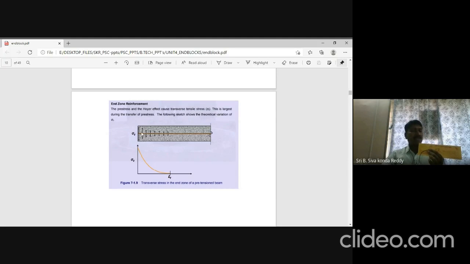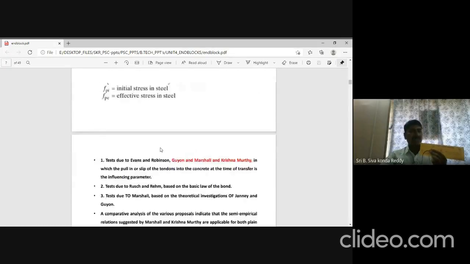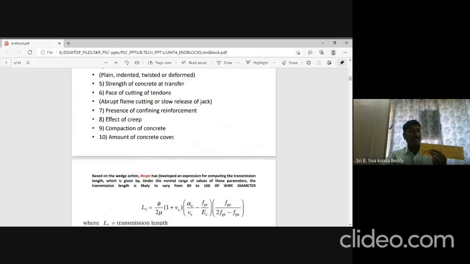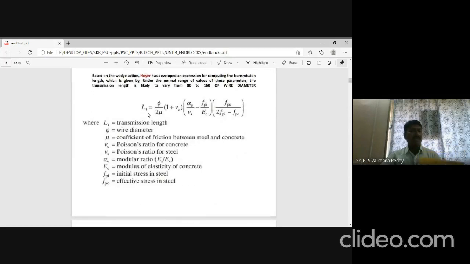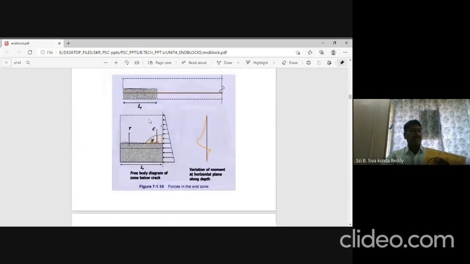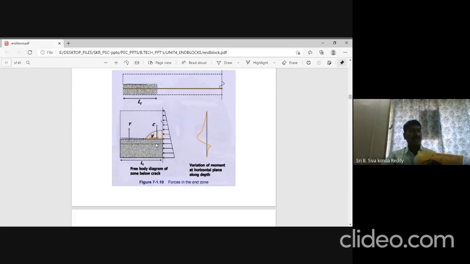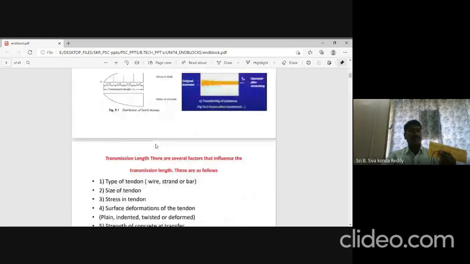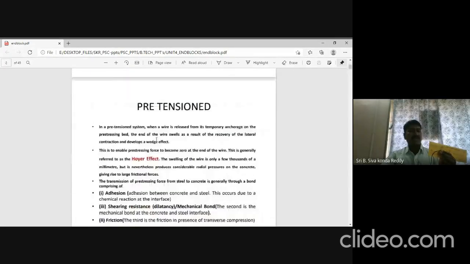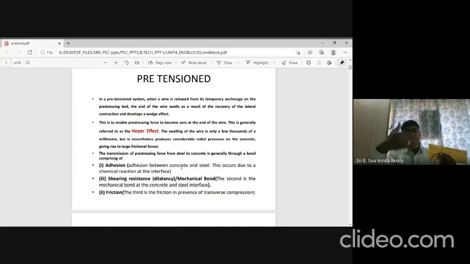In this zone, the tensile stresses due to your Hoyer effects and wedge effects are to be nullified. Got it? In this process, we are going to see what the equations would be for getting the transmission length LT and what the equations would be for the bursting force FBT.